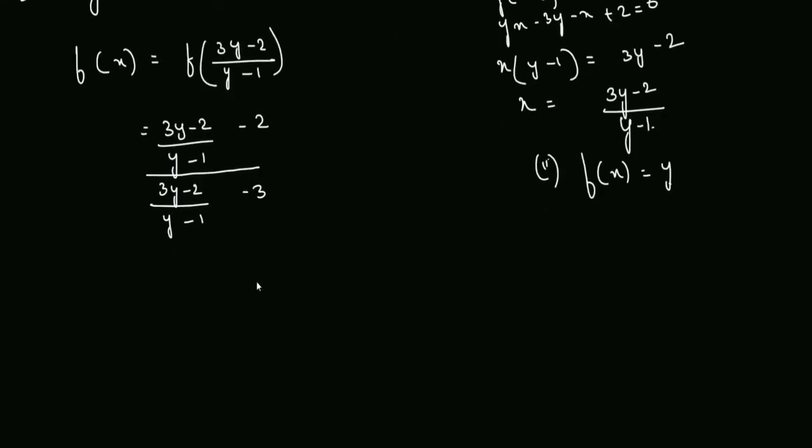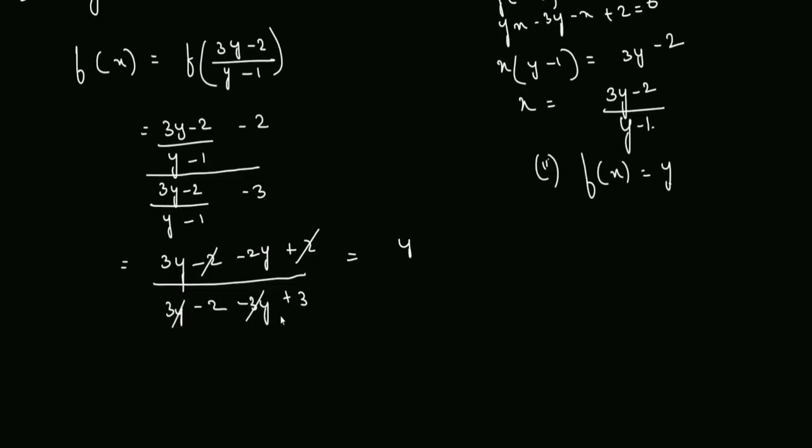That is equal to 3y minus 2 minus 2y plus 2 by, you can omit the denominators, same denominator, 3y minus 2 minus 3y plus 3. So the numerator is 3y minus 2y, which is y. In the denominator, 3y minus 3y cancel, minus 2 plus 3 is 1. So we have proved f of x is equal to y for all y belongs to B.